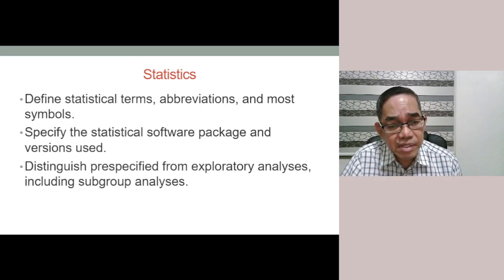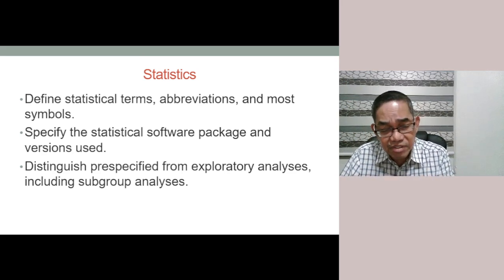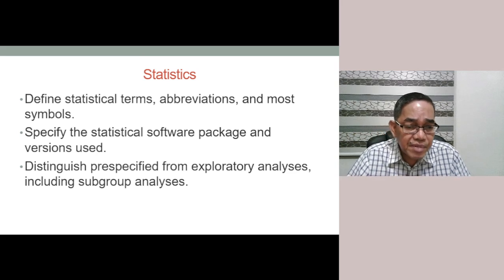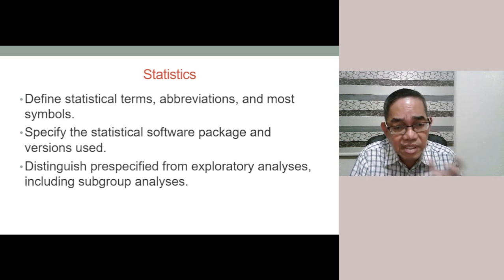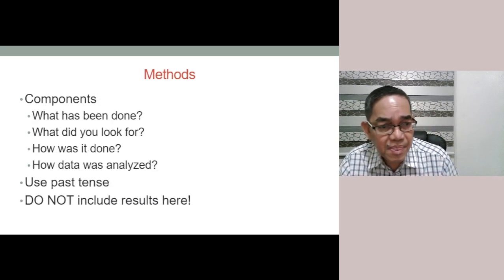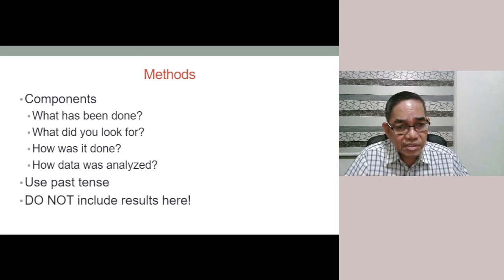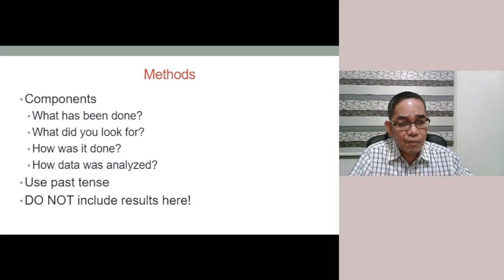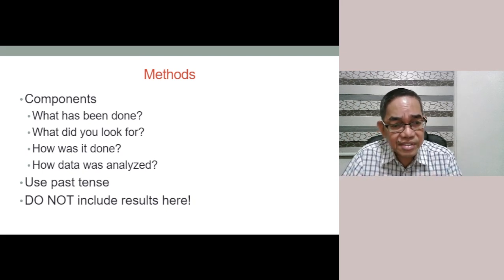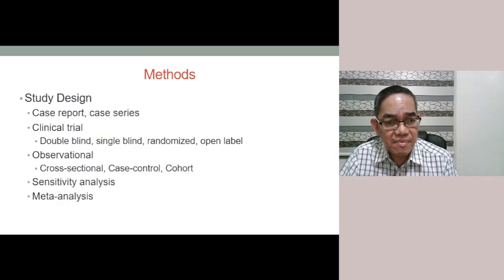Define statistical terms, abbreviations, and most symbols. Specify the statistical software package and version that you use, and then distinguish pre-specified from exploratory analysis, including subgroup analysis if you have. And so, these are the components in the methods. What has been done, what did you look for, how is it done, how data was analyzed, and then use past tense and do not include results here.